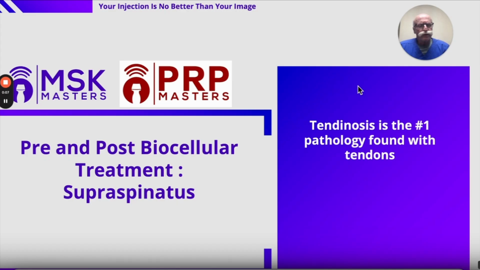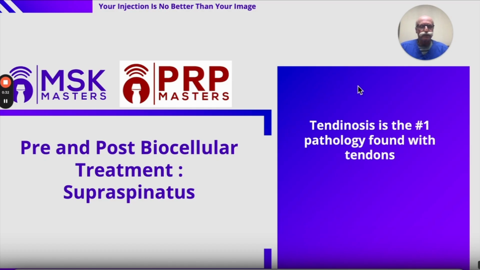Just a quick little video here to show you some pre and post ultrasound images of the patient's rotator cuff, the supraspinatus, that was treated with Biocellular. And this is really the proof of the pudding, as we can show you pre and post images to show you the efficacy of ultrasound-guided treatments within regenerative medicine. As I said many times, the relationship is inseparable.